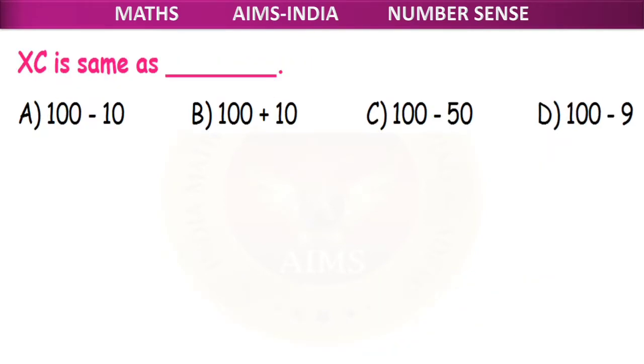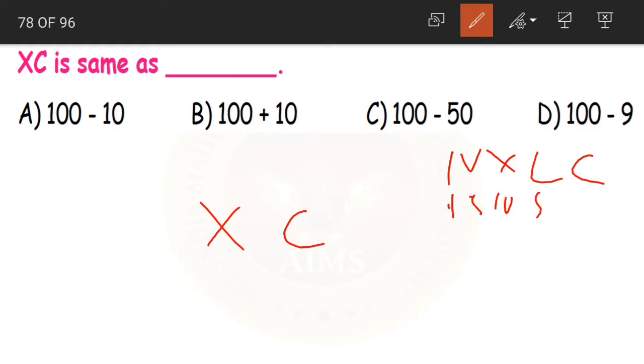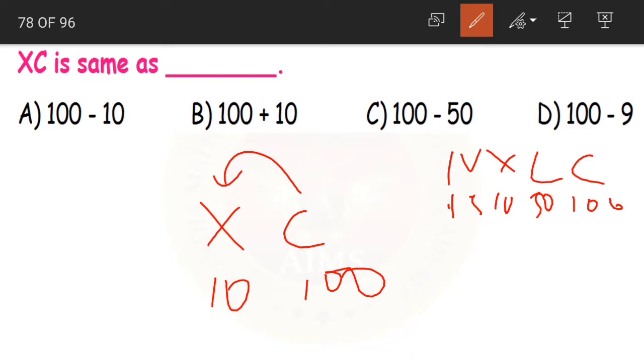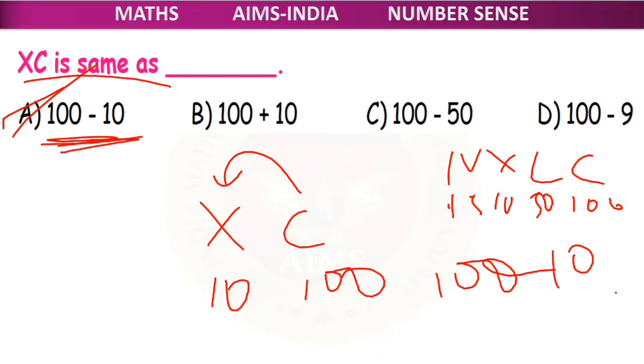Next question. XC is same as dash. Now XC. Now what is C? C, I, V, X, L, C. Yes, this is 1, 5, 10, 50 and 100. Now X is 10. C is 100. Now what is the placement here? Small number is to the left of the larger number. So what we'll do, we'll subtract 100 minus 10 will be the Hindu-Arabic numeral for XC. That is option A. XC is same as 100 minus 10.